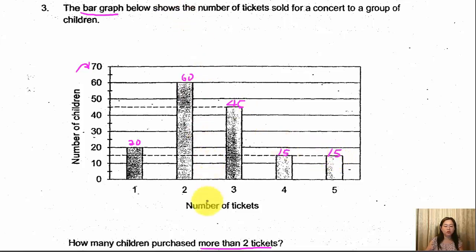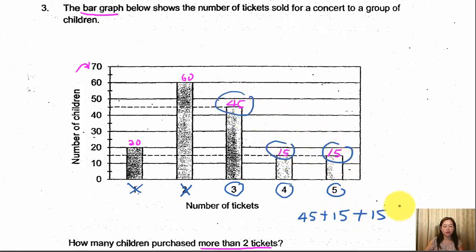So to find the number of children that bought more than 2, we cannot look at this at all. We only can look at this, this, and this. So number of children will be actually 45 plus 15 plus 15 from here. And our answer will be 75 children. Let's recap the concept here. The main concept here is the idea of bar graph and the idea of more than or less than.